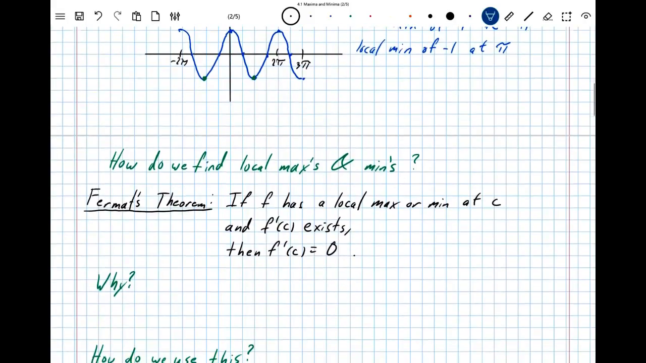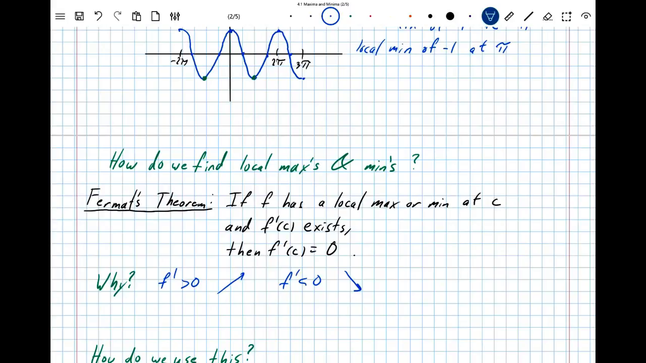Okay, so if you've got a local max or min and you've got a derivative, the derivative has to be 0. Why? Well, if f prime is greater than 0, then you're still increasing, and so you're definitely not at a local max or min. And if f prime is less than 0, then you're decreasing, you're going down, and so you're definitely not at a local max or min.